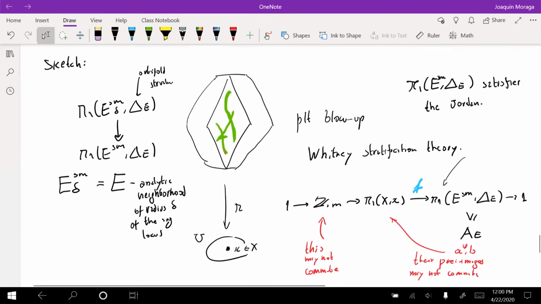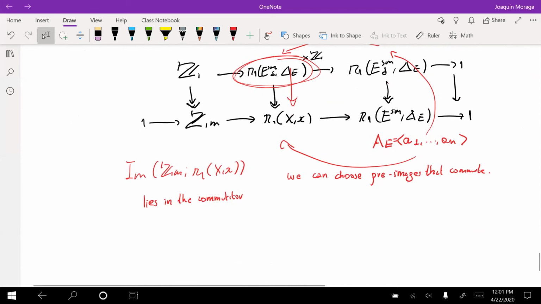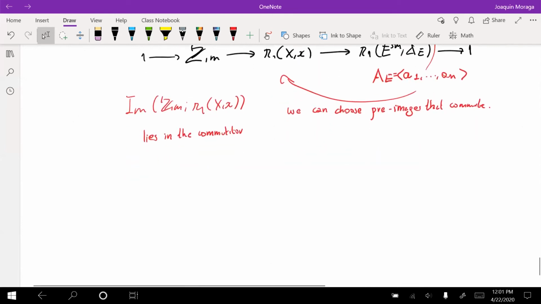So the only important thing is doing this Plt blow-up, applying Prokhorov-Shramov on E, and then lifting using some triviality of the fibration in some open analytic set of E. And then the rest is just some group theory. So this is the idea of the proof.